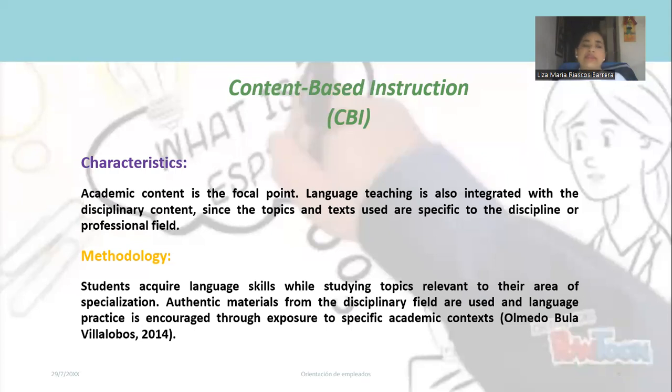About the characteristics, we have the academic content is the focal point. Language teaching is also integrated with the disciplinary context, since the topics and texts used are specific to the discipline or professional field. About the methodology, we have the students acquire language skills while studying topics relevant to the area of specialization. Authentic materials from the disciplinary fields are used, and language practice is encouraged through exposure to a specific academic context.